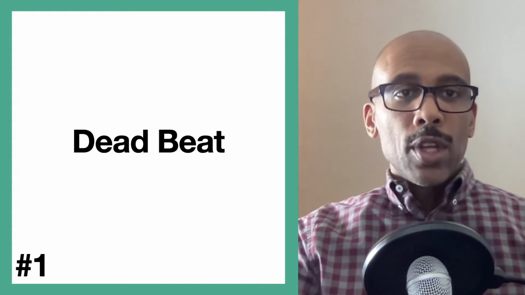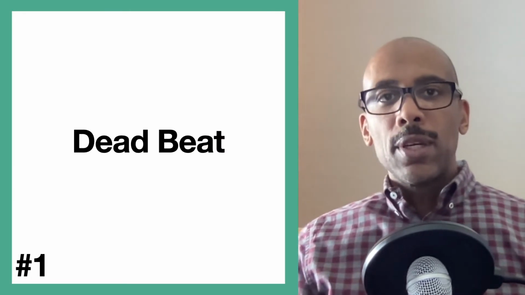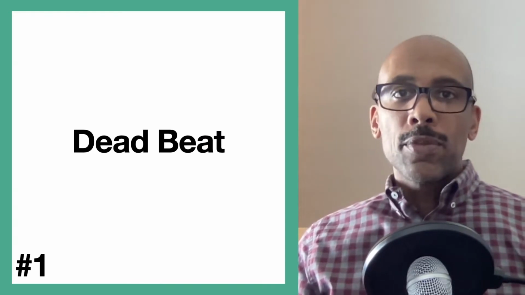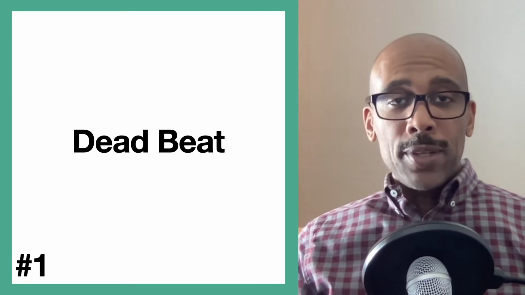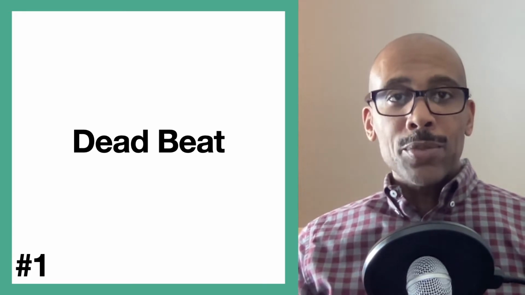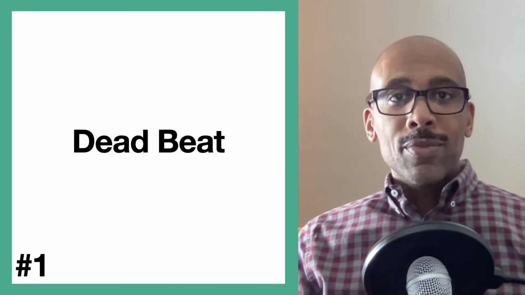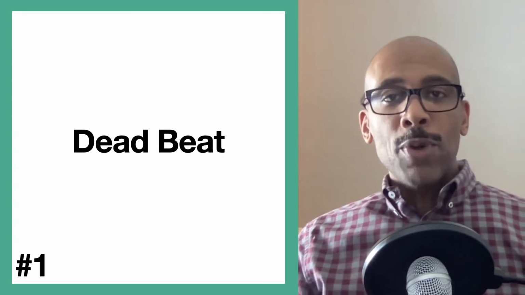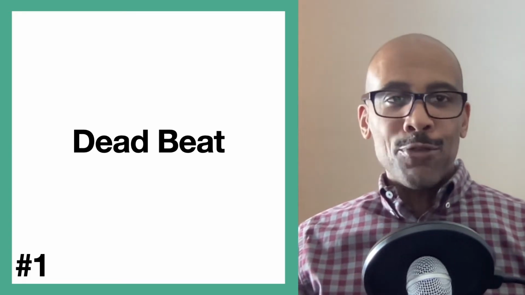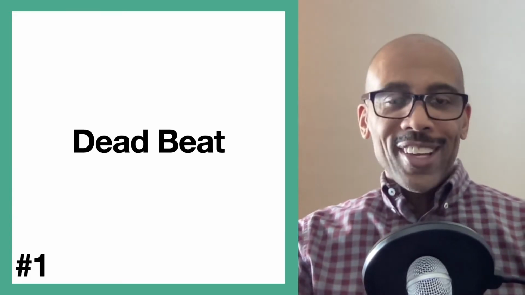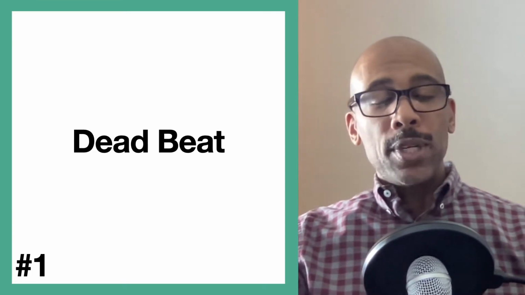Number one, you may call a lazy person a deadbeat. A deadbeat. For example, my landlord is a deadbeat. He never comes and tends to any repairs. So when you have someone that's responsible for fixing something at your house and they never come out and fix it, not only are they sorry, but you may describe them as lazy or a deadbeat.